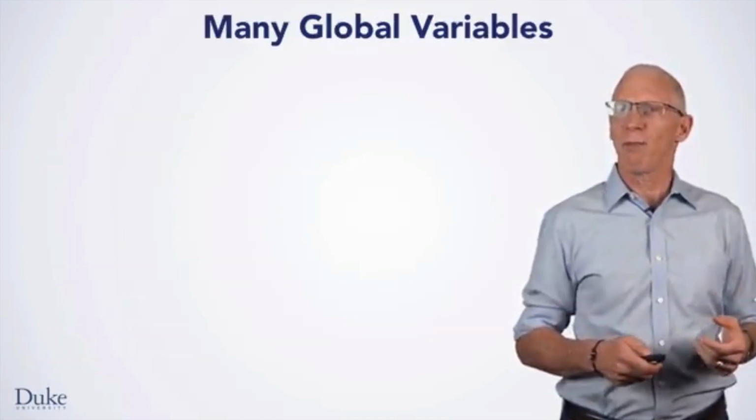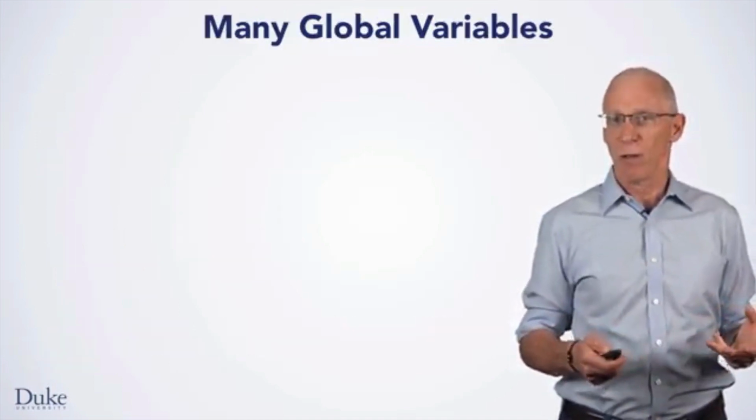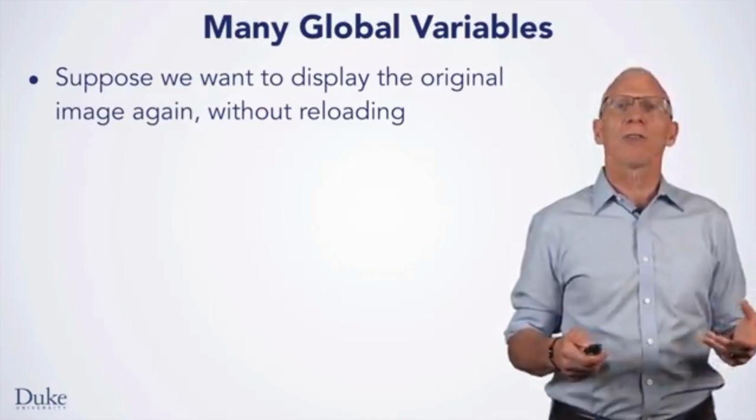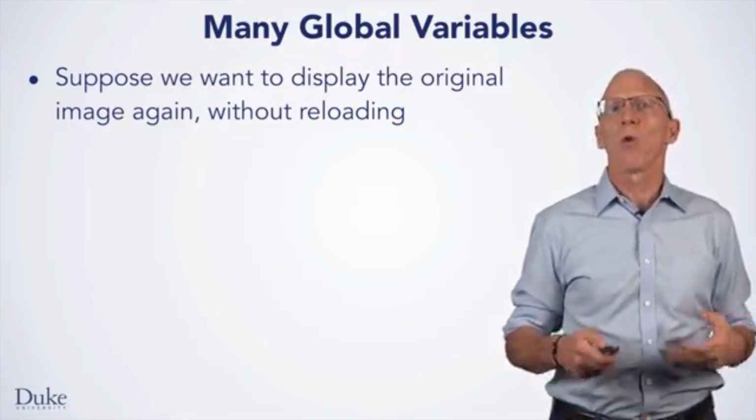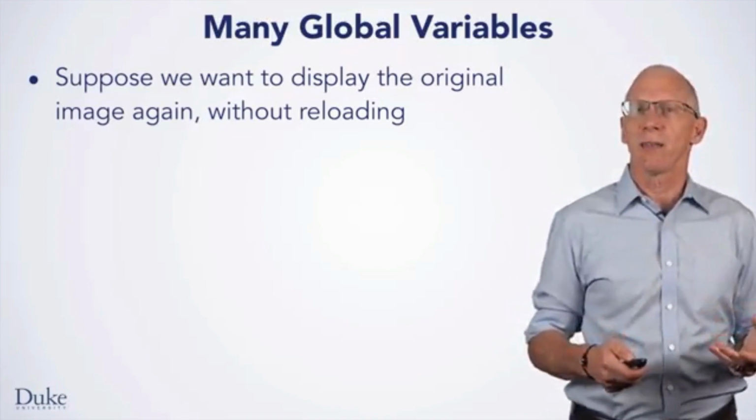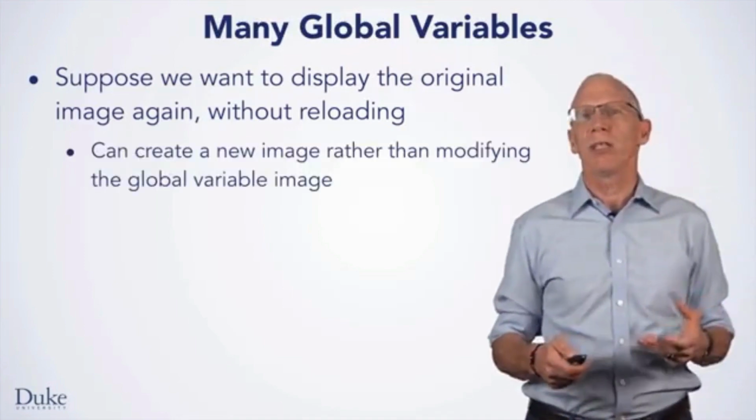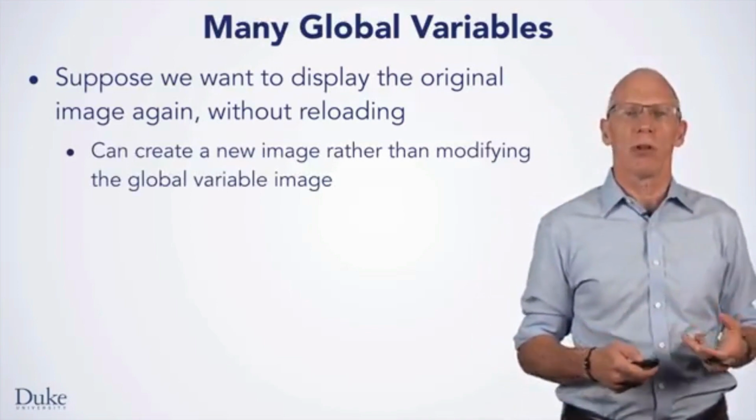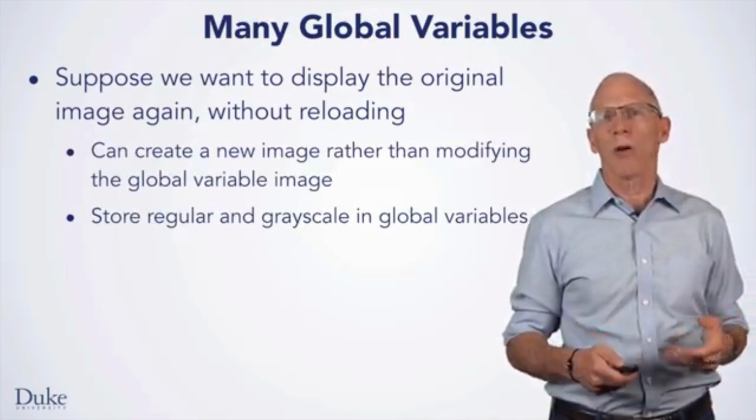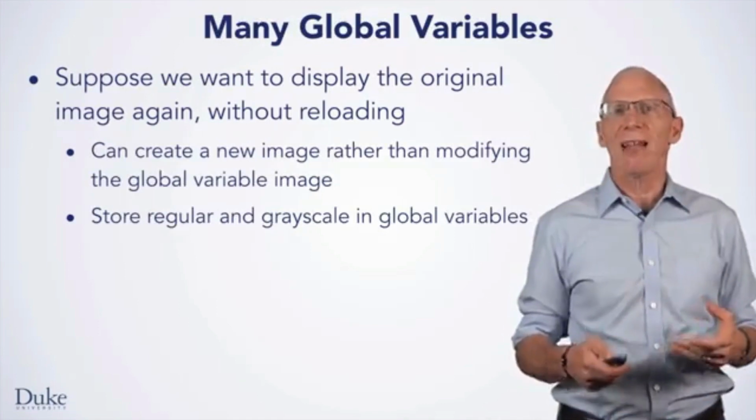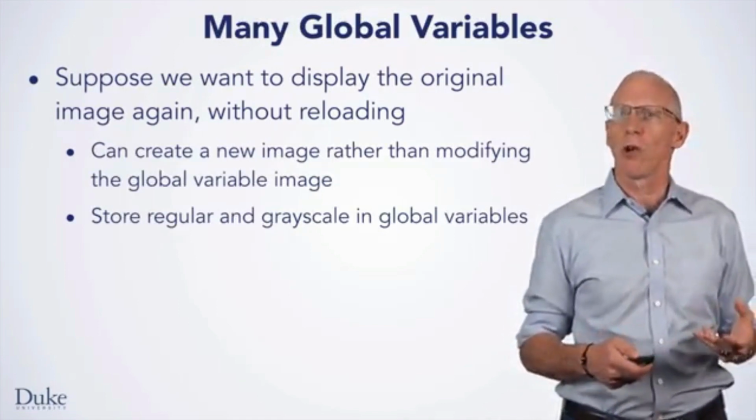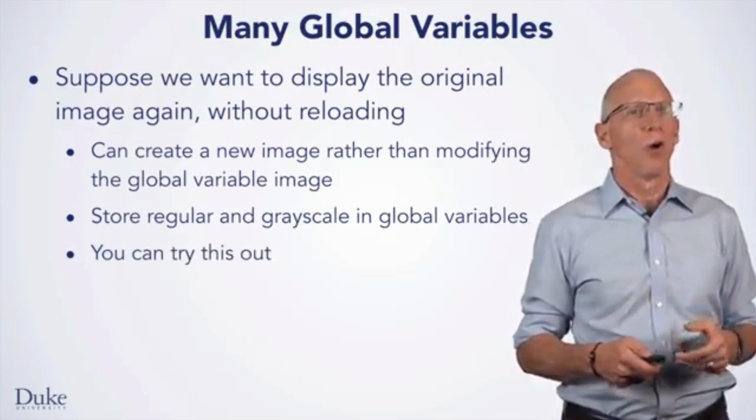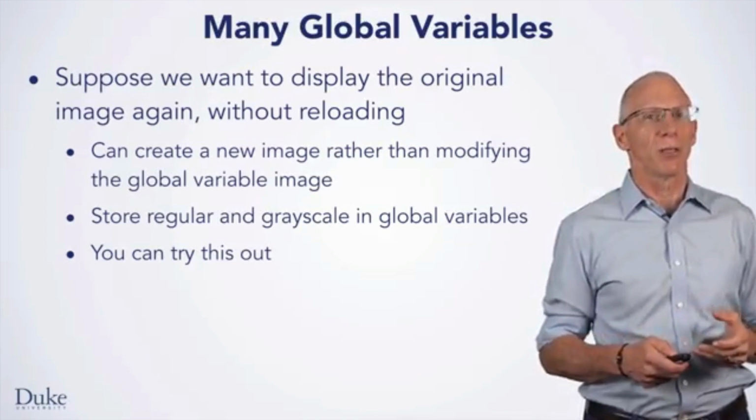It's possible to have more than one global variable. For example, suppose we want to display the original image without the grayscale alteration, without uploading the image again. We could create a new image in function makeGray, rather than modifying the uploaded image. We could store both the regular image and the grayscale version in two different global variables. You'll have the opportunity to try out this alternative, where you don't alter the original image.